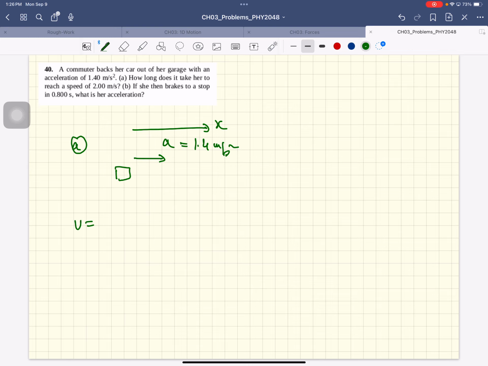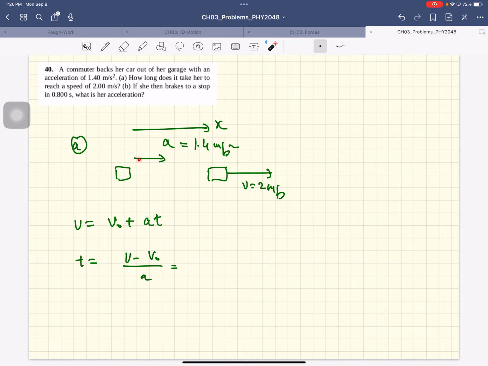So they're asking you how long does it take to reach this final velocity. The initial velocity was 0. You started off in the garage at rest. So t is v minus v naught divided by a. And your final velocity is 2 meters per second. So it's positive.